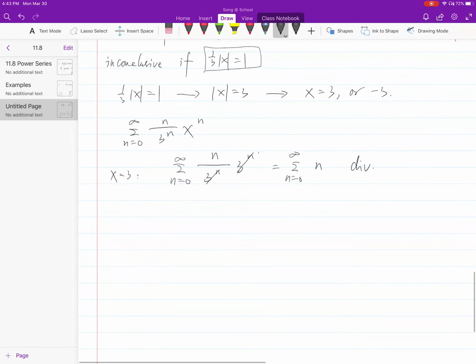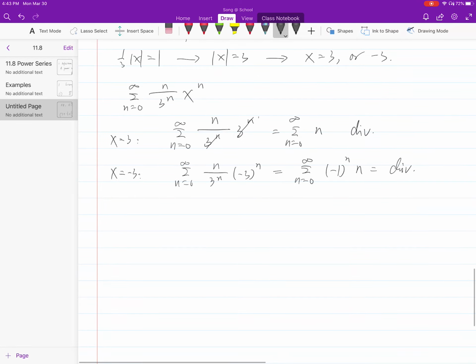Sounds good? Okay, what about x equals negative 3? Sum from n equals 0 to infinity of n over 3 to the n, negative 3 to the n, which is the sum of negative 1 to the n times n, which is clearly divergent because the limit is not 0 by test of divergence. So this is what we got.